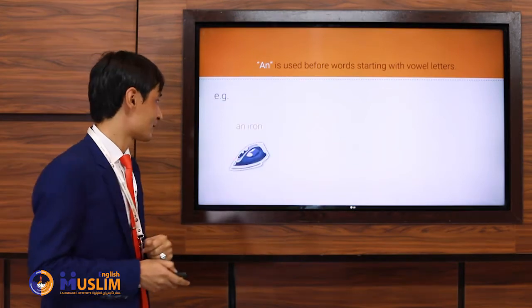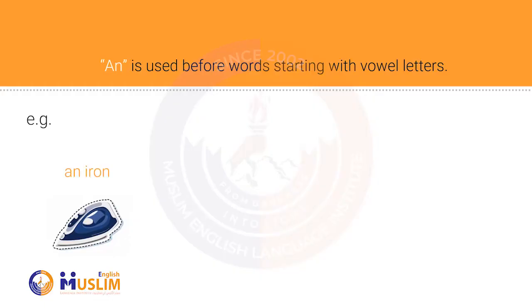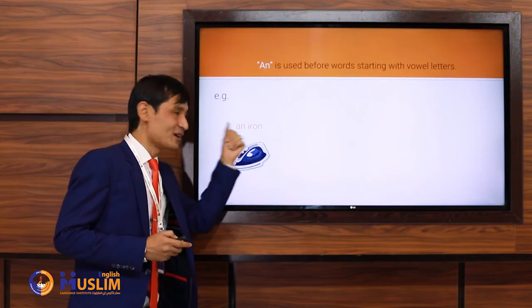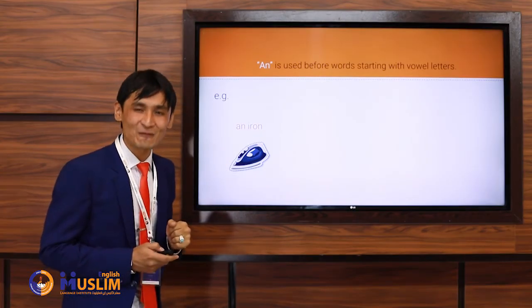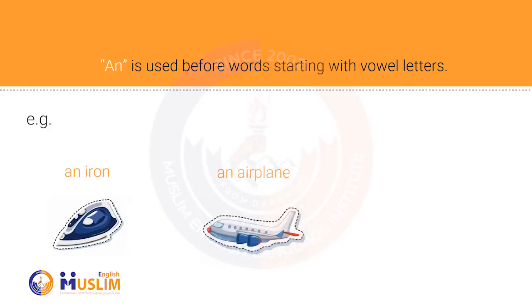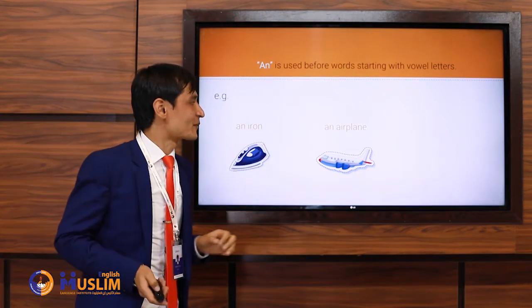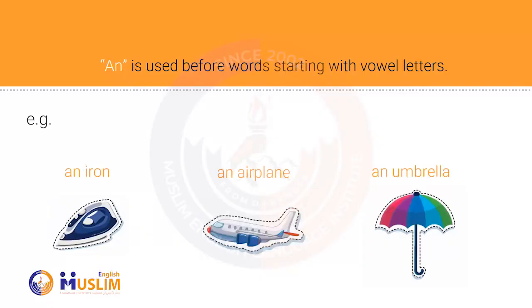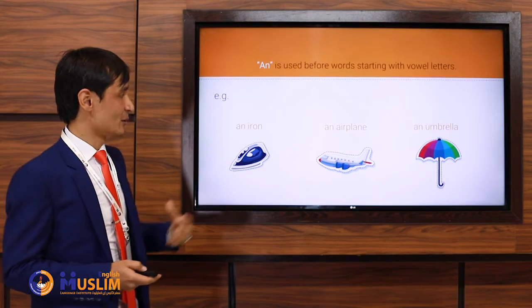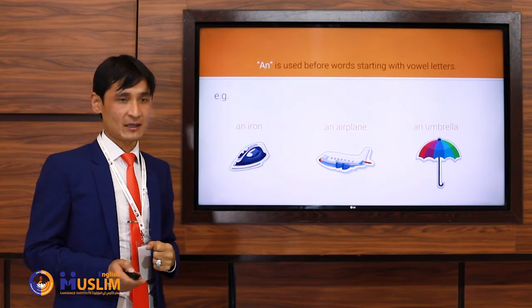For example, an iron. Iron starts with I, which is a vowel letter. An airplane. It starts with A. An umbrella. U is a vowel letter. That's why we have used an before it.